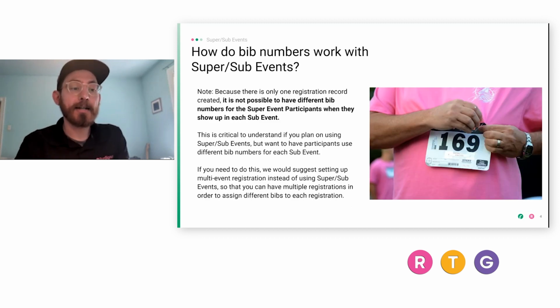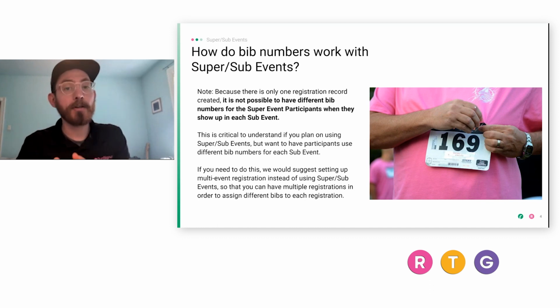So next big question I have about super and sub events is, how do bib numbers work? This is important to understand if you're planning on using the super and sub event setup with RunSignup. The way it works is you register once. I registered for the bundle event. I have one registration ID, one t-shirt size selected, one question response answered. I don't actually have 3 registrations. I only have one.